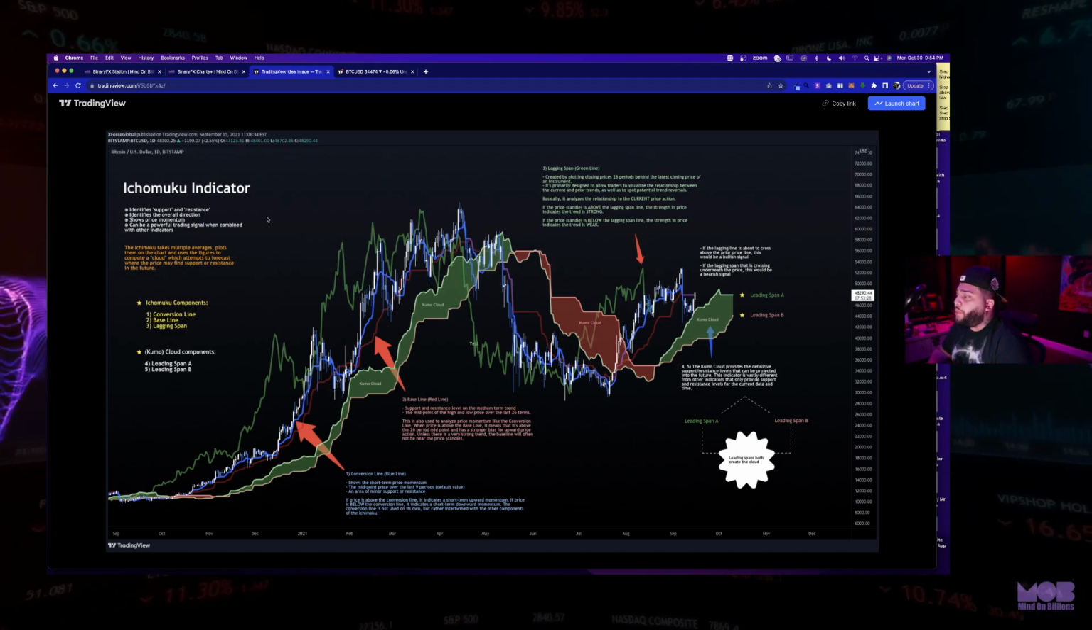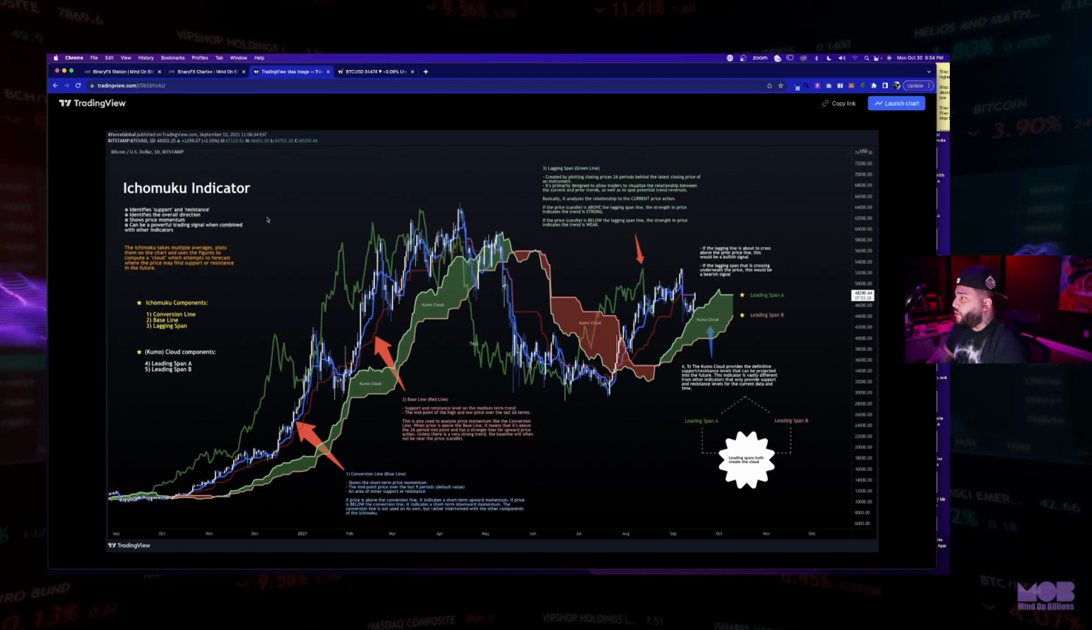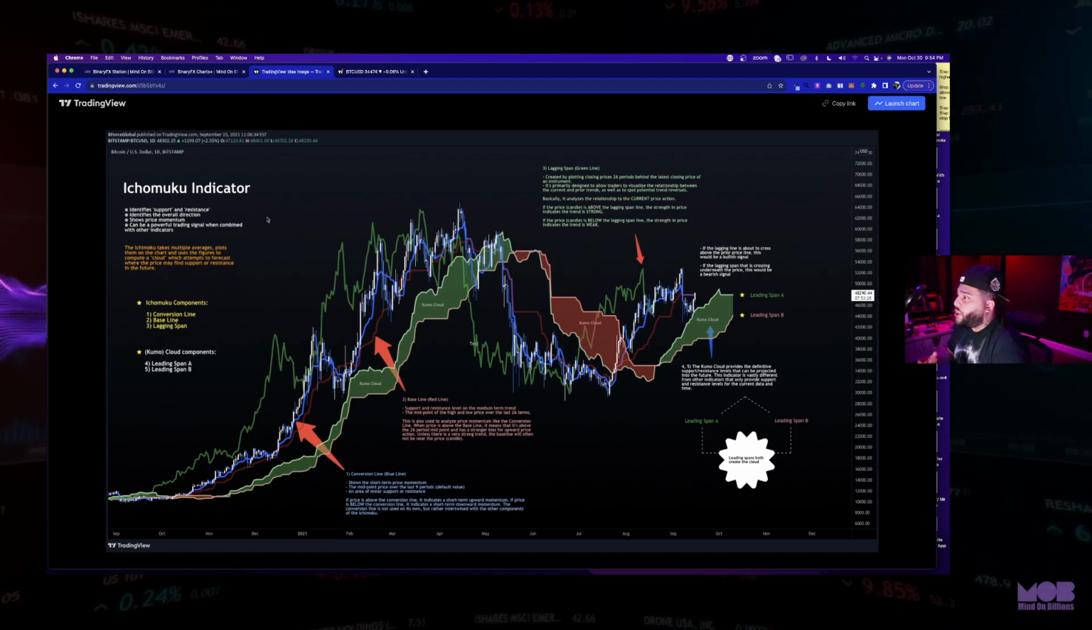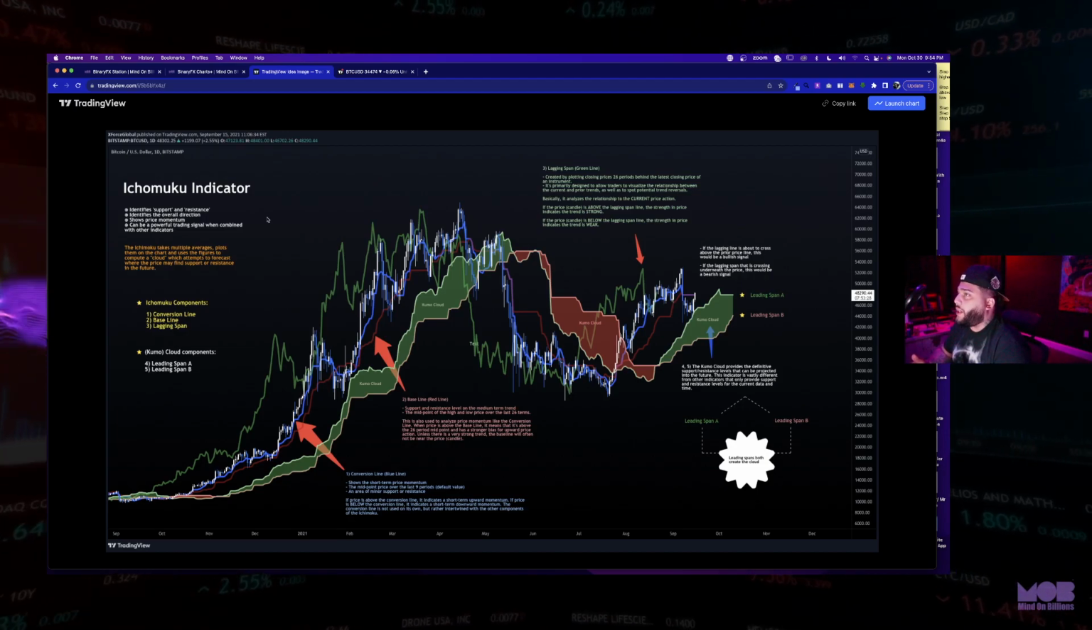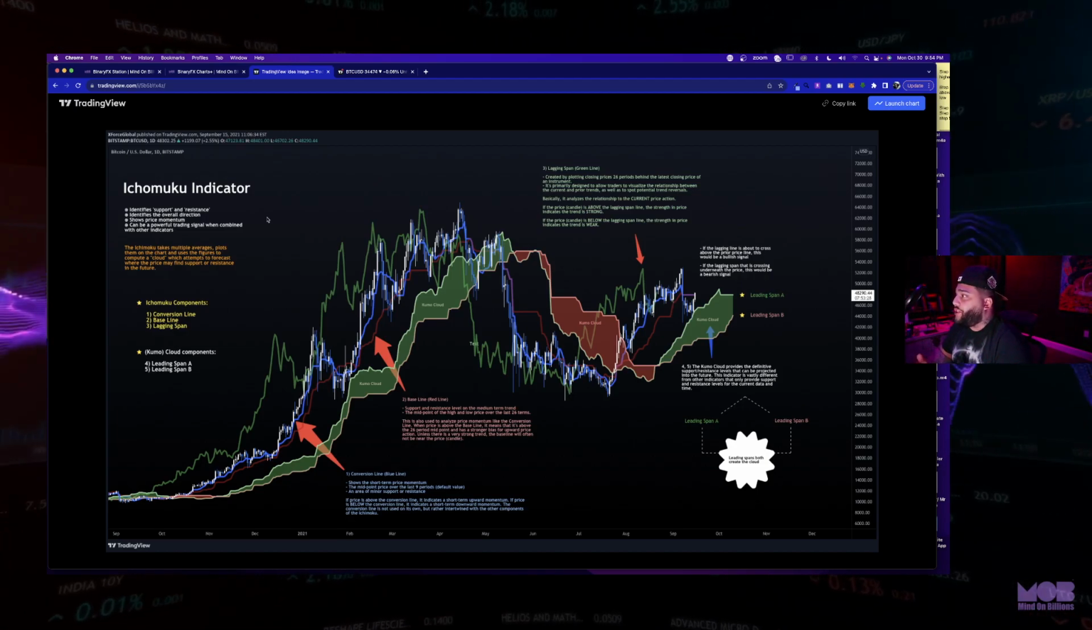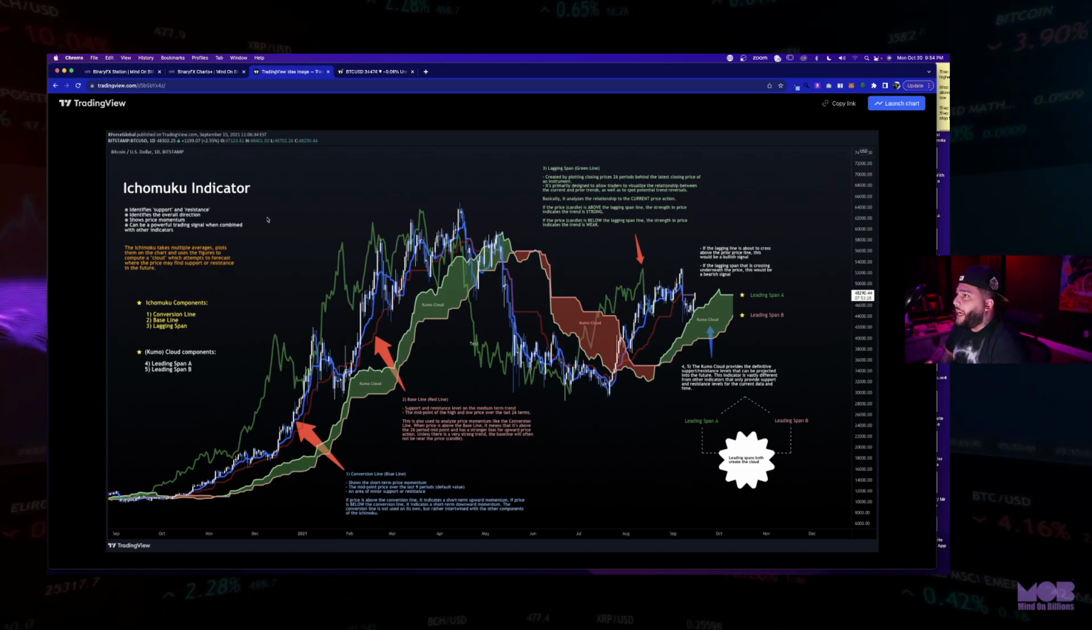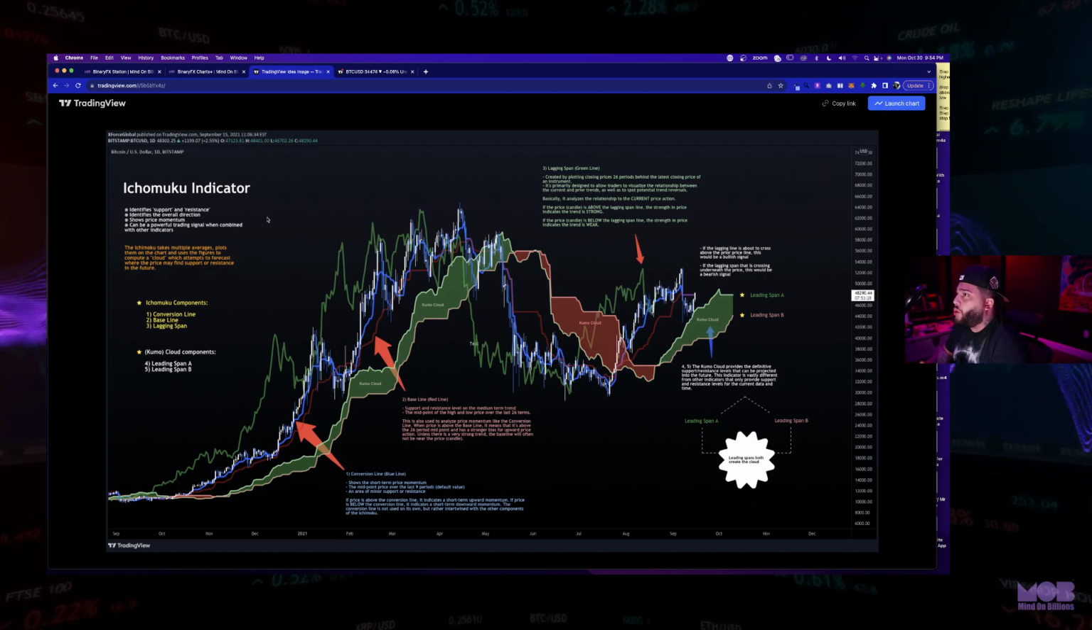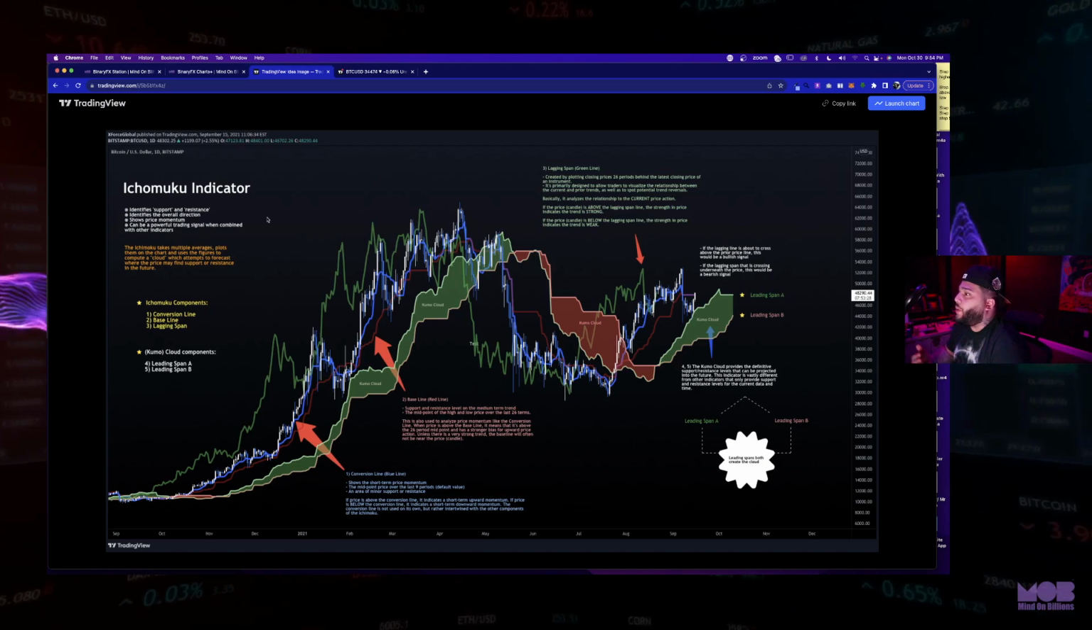It will pinpoint support and resistance levels. It does actually show you the direction that the market is going in. Okay, it shows the price momentum, and it could be a powerful trading signal when combined with other indicators.